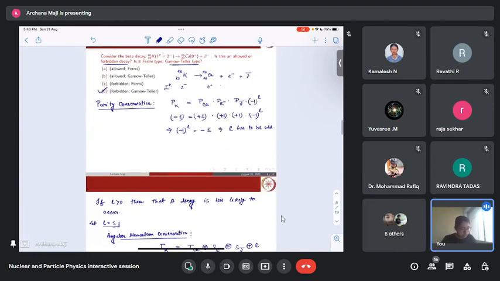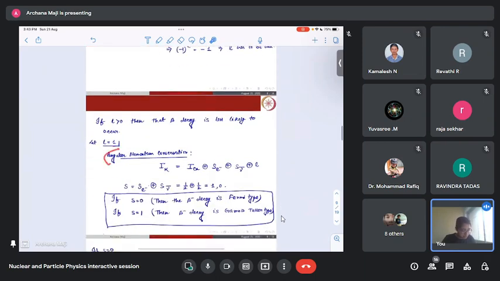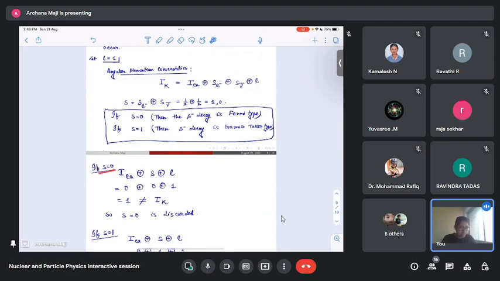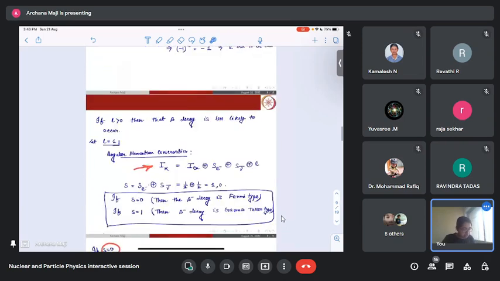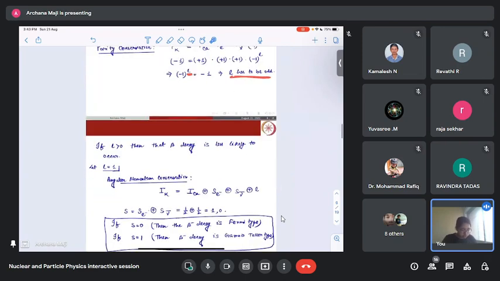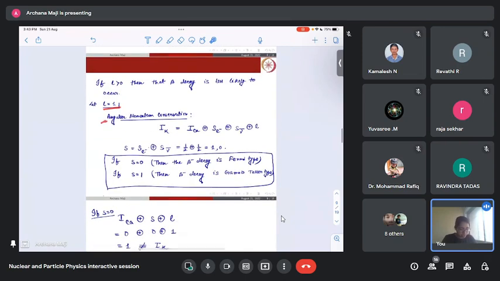So let me reiterate the process. First you need to do parity conservation and see whether L has to be odd or even. If it is even, then you can start with L equal to 0 and see the angular momentum conservation, for which, whether angular momentum conservation holds true for S equal to 0 or S equal to 1. And when you do parity conservation and you see L has to be odd, you will start with L equal to 1 and then see the angular momentum conservation.